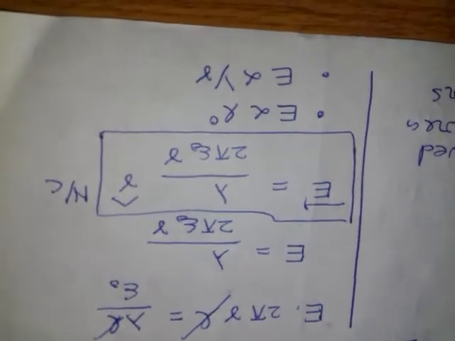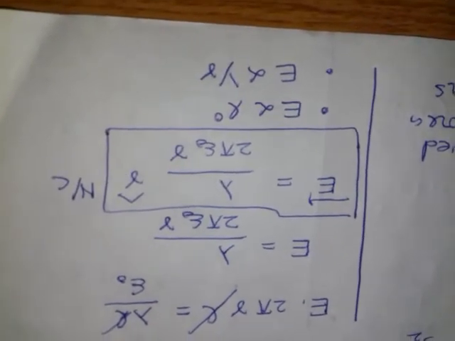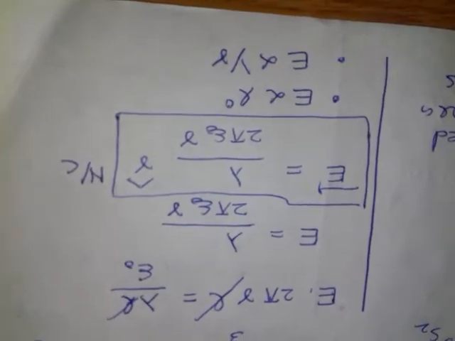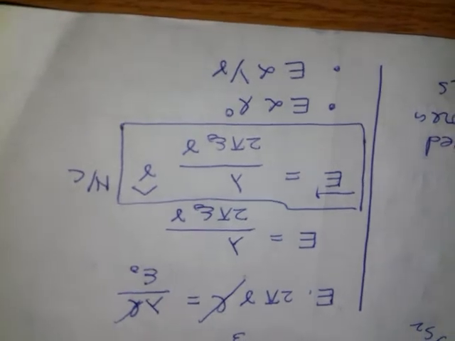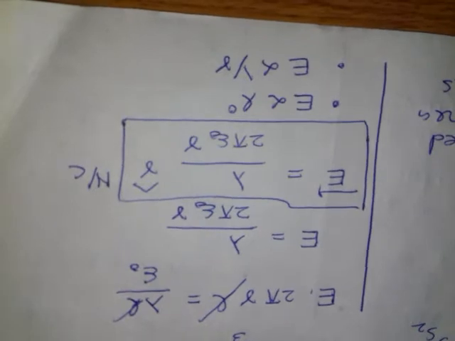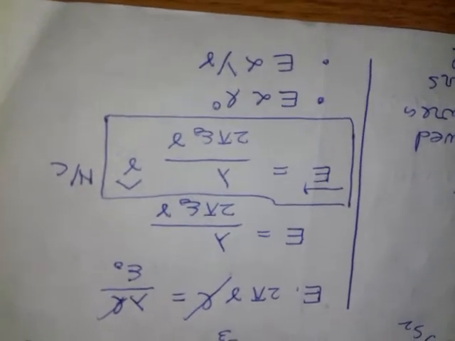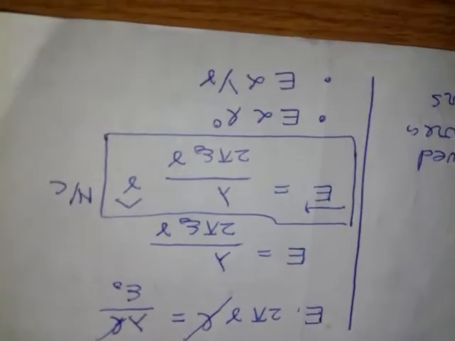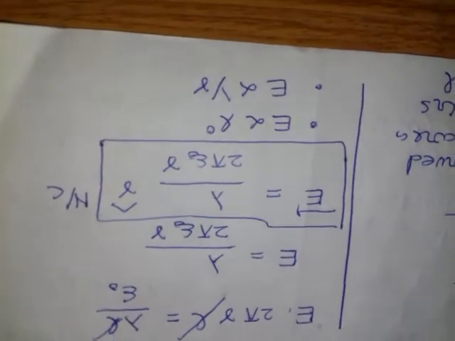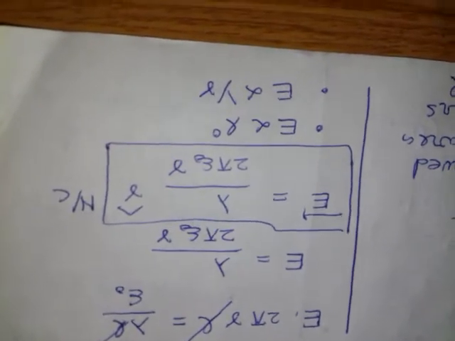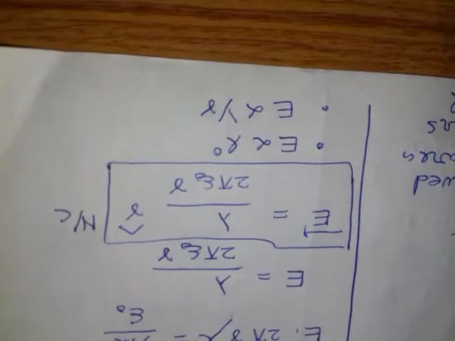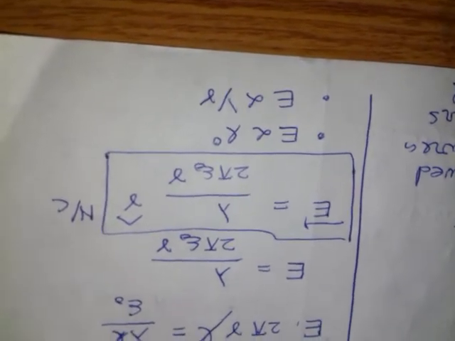In vector notation, E is equal to lambda upon 2 pi epsilon naught r cap, Newton per Coulomb. You see here the electric field is inversely proportional to the separation between the charged wire and the point of observation P. The electric field does not depend on the length of the wire, but it depends on the amount of charge per unit length of the wire, which is the linear charge density of the wire.